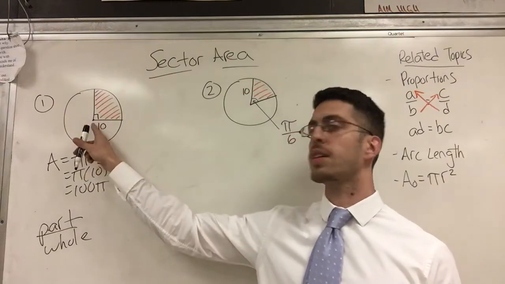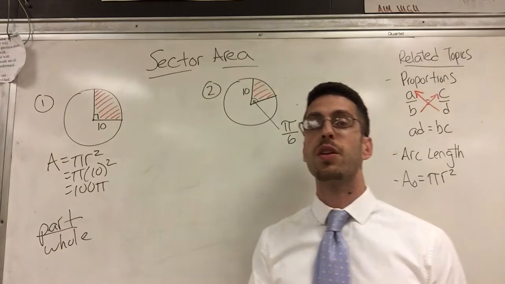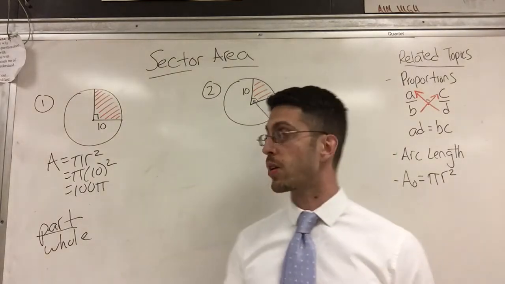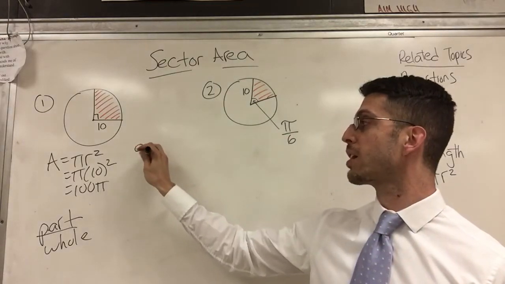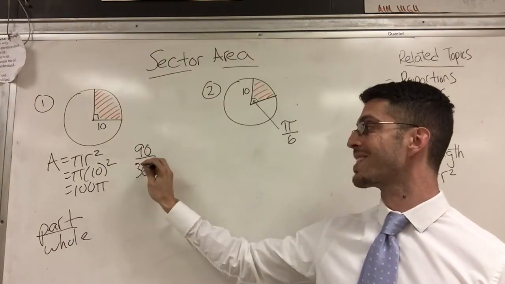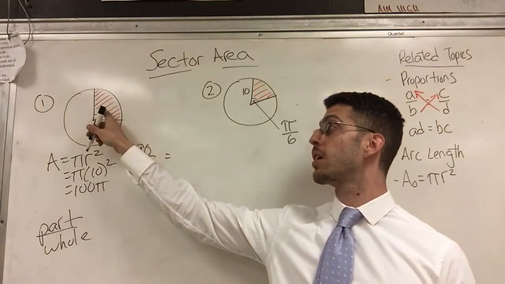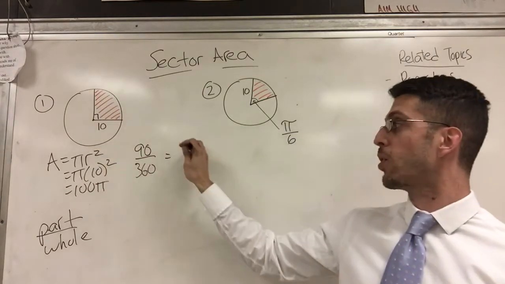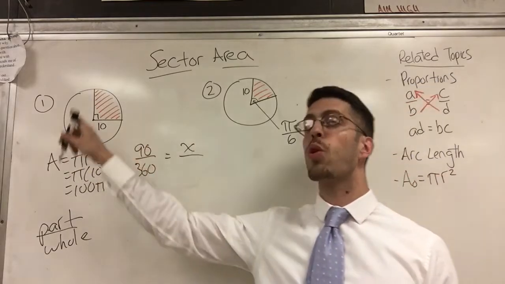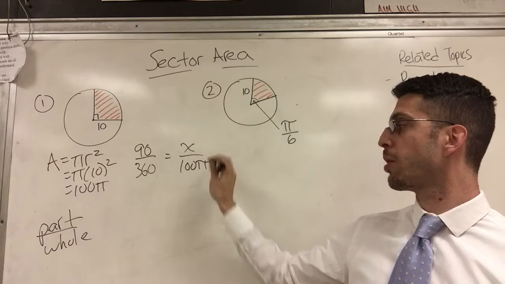But what if this wasn't 90 degrees? What if it was 80 degrees or 100 degrees? So it's not always very clear. Proportions will give you an answer. So let's see. I know that I have 90 degrees, and I know that's out of an entire circle, which measures 360 degrees, and that's in proportion. I don't know that area, that's unknown, but I do know the entire area, that's 100 pi.